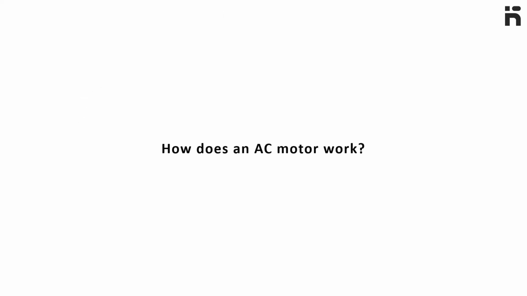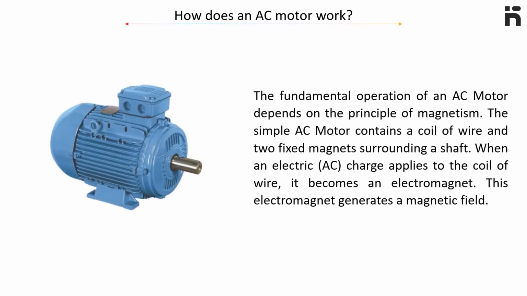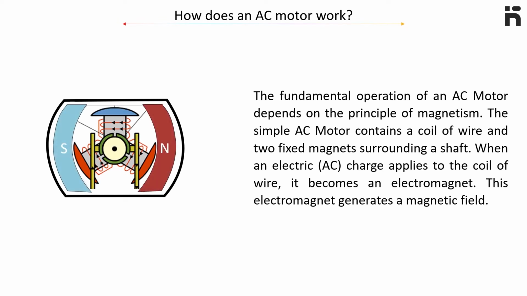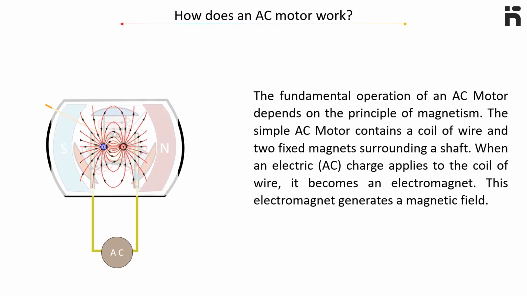How does an AC motor work? The fundamental operation of an AC motor depends on the principle of magnetism. The simple AC motor contains a coil of wire and two fixed magnets surrounding a shaft. When an electric AC charge is applied to the coil of wire, it becomes an electromagnet. This electromagnet generates a magnetic field.